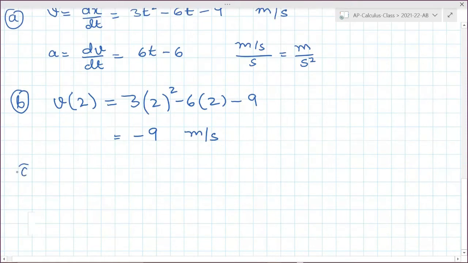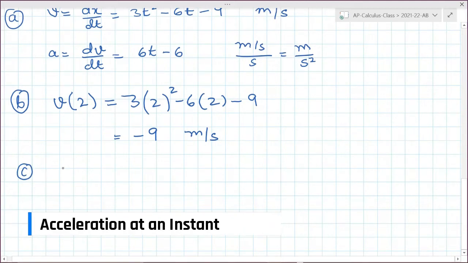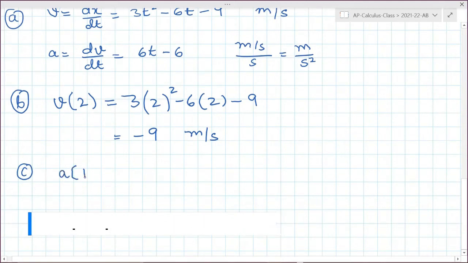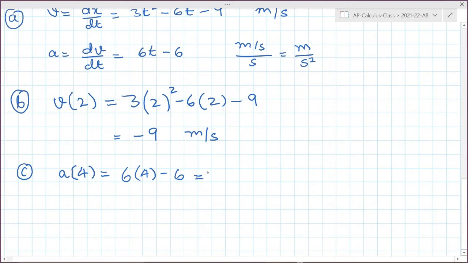C is what is the acceleration at t equals 4. So acceleration at 4 seconds. 6 times 4 minus 6. So this is 24 minus 6, which is 18. And the unit is meters per second squared.